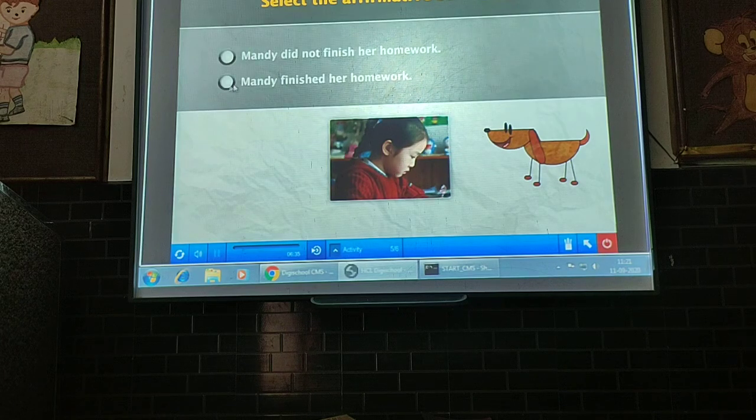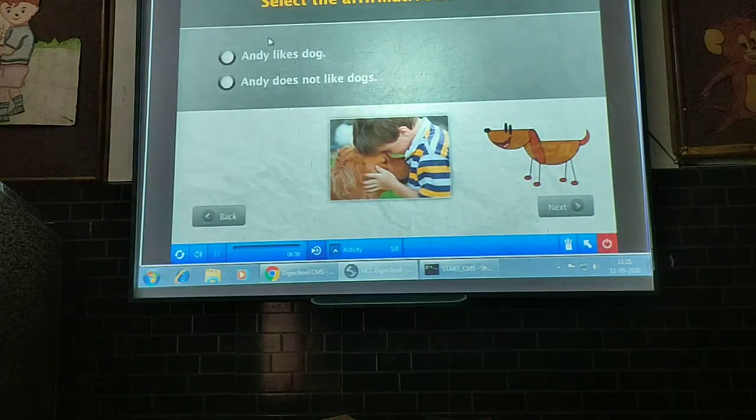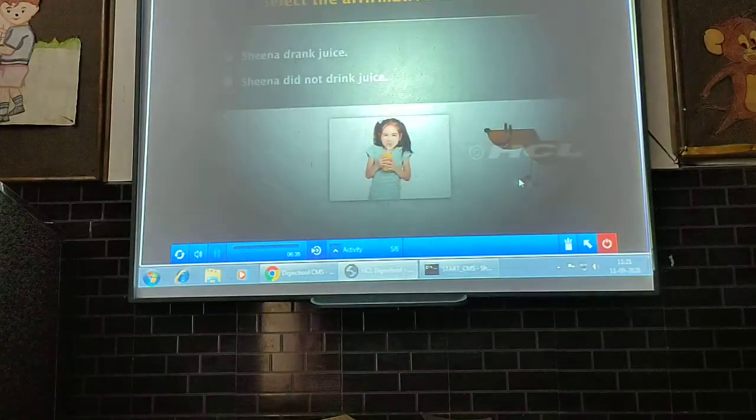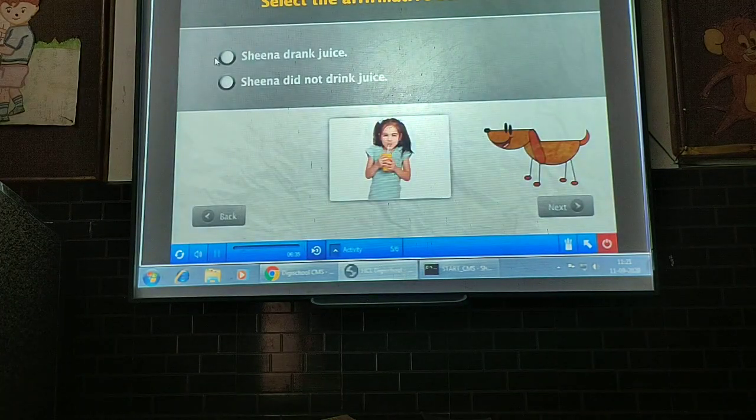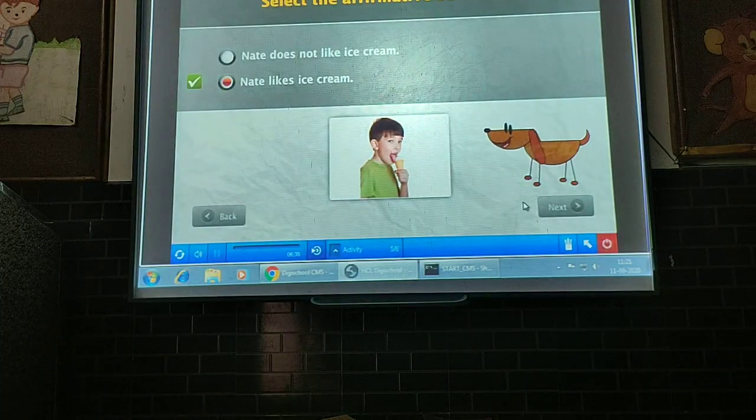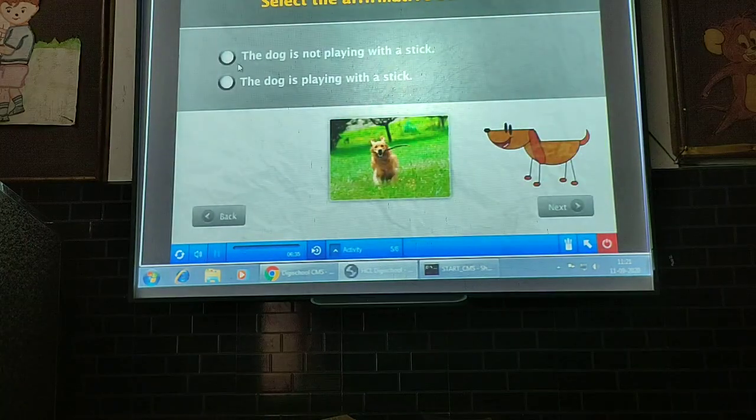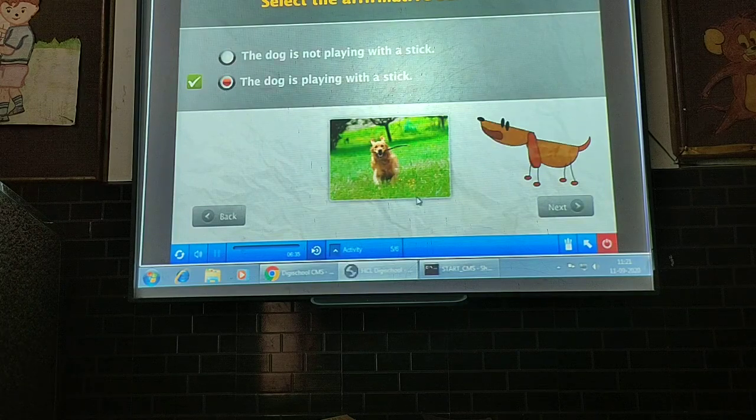Select the affirmative sentence. Mandy finished her homework. This is your affirmative sentence. Well done. Andy likes dogs. Well done. जिसमें not नहीं है, simple sentence है, वो आपका affirmative sentence है. Sheena drank juice. Well done. Nate likes ice cream. Cathy will play tennis. The dog is playing with a stick. Well done.